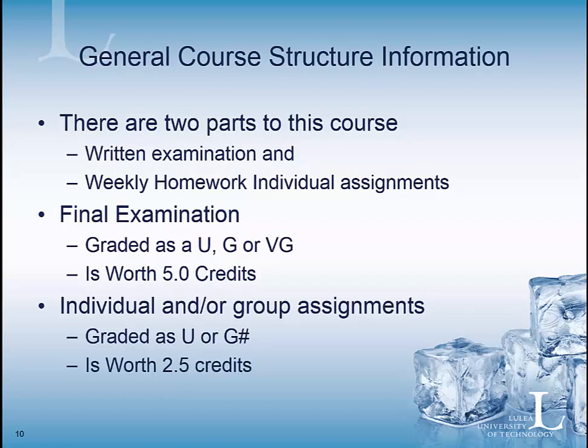So what's the general course structure information? Well, we're going to have 2 parts in the course, just like the syllabus says. We have a written examination, and then we're going to have weekly homework individual assignments. Now the final examination part of the course, you can get a U, a G, or a VG, and it's worth 5 credits. And then the individual and group assignments is a U or a G, which means it's just pass or fail, and it's worth 2.5 credits.